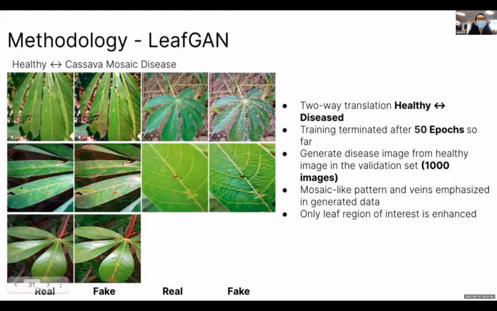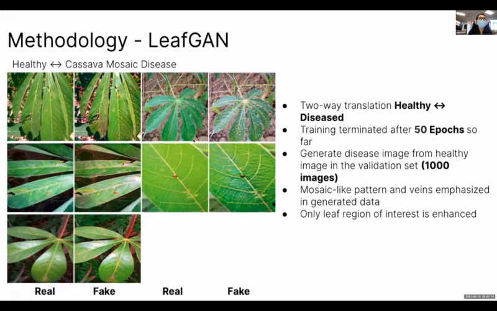So what are we looking at? On the left here is epoch 10. The left is the real image, and the right is the fake. As you can see, it does augment the image in a way that it accentuates the disease portions and has more characteristics of a diseased leaf.